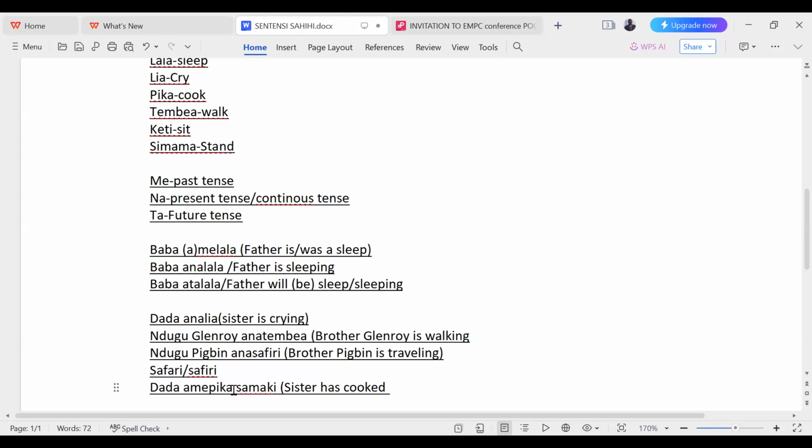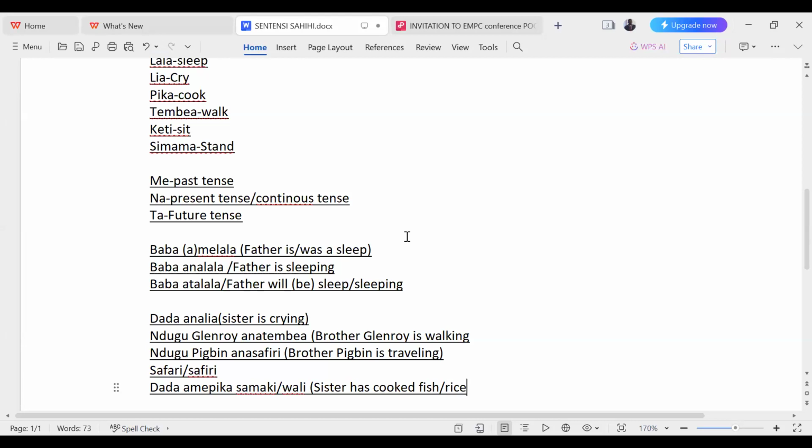Okay, fish. Then how about fried rice? Dada amepika... I don't know what rice is. The rice for us, we call it mchele when it's not cooked. But when it is cooked, we say wali. Wali is now cooked rice, which you just call rice. So in Swahili, when the rice is uncooked, we call it mchele, and when it's cooked, we call it wali.